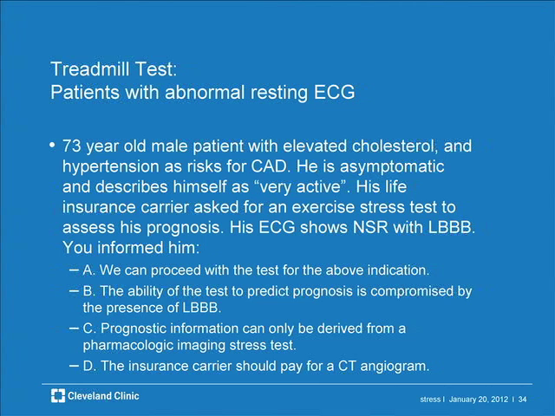His EKG shows normal sinus rhythm with left bundle branch block. You inform this patient that you can proceed with the test for the above indication. The ability of the test to predict prognosis is compromised in this instance by the presence of left bundle branch block. Prognostic information can be only derived from a pharmacological stress test in this instance, or the insurance carrier should pay for a CT angiogram. Because we just got a new machine, we might have to use it.